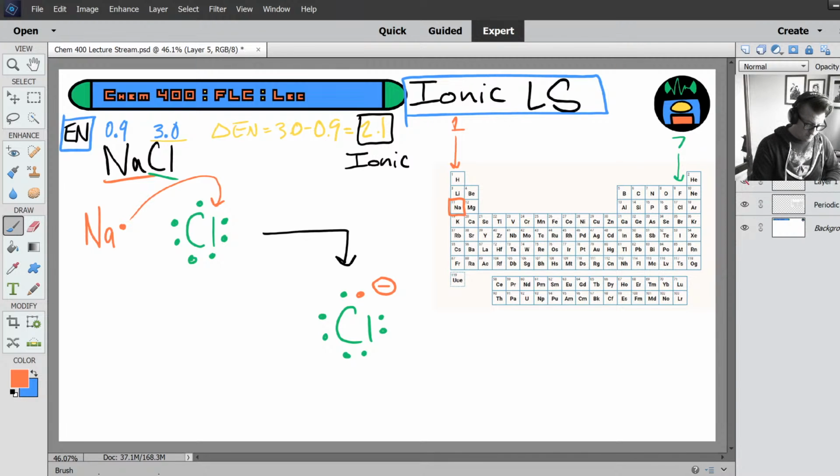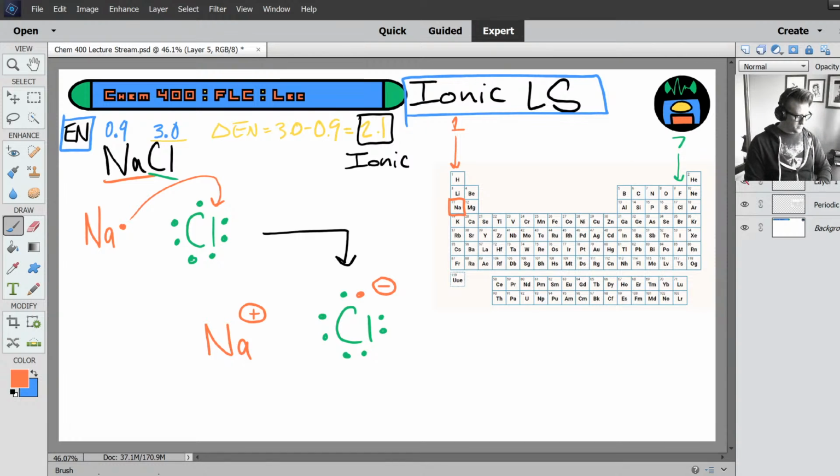Sodium lost a negative charge, but its number of protons stayed the same, so now it has a positive charge. So now we have a sodium cation and a chloride anion, all right? And this is the Lewis structure for the molecule sodium chloride, all right?